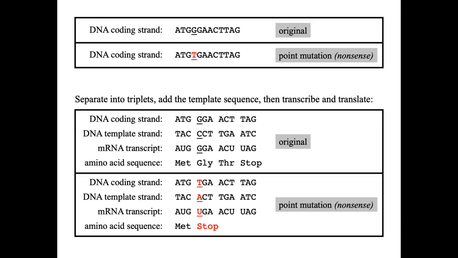But the severity of a nonsense mutation really depends on where that premature stop codon is located within a gene. If that premature stop codon is placed at the very end of a gene, it's likely to cause less harm than if that premature stop codon were immediately following the first methionine at the start of a gene.